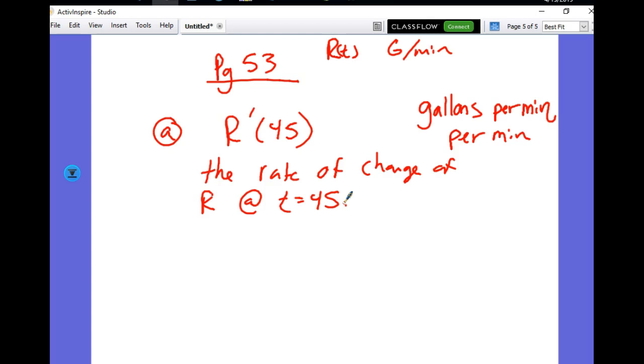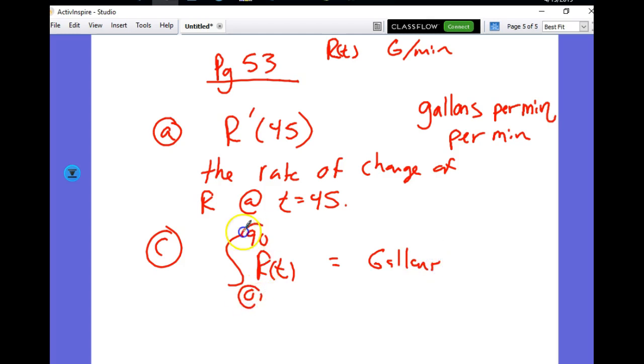All right, let's take a look at the next one. Let's do part C. On part C, you're seeing something that looks like this. All right. So I want you guys to interpret. Since R is gallons per minute, I'm integrating that so I lose my time factor from the bottom, so the units are going to be gallons. Now, these are my time intervals. So I need an interpretation here.